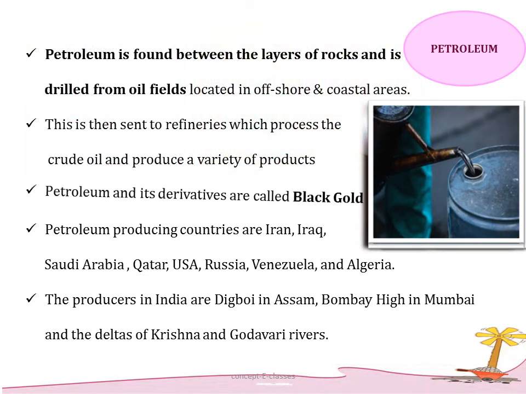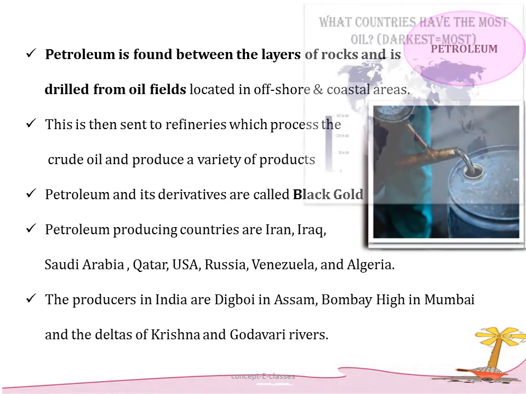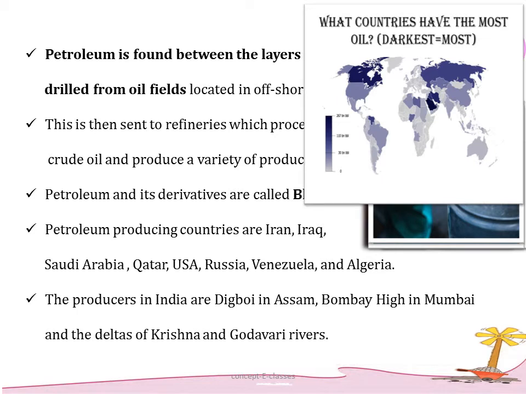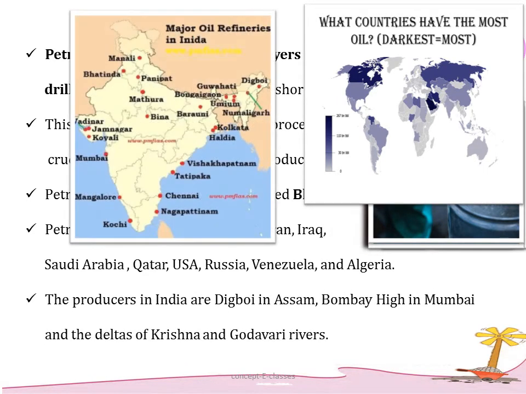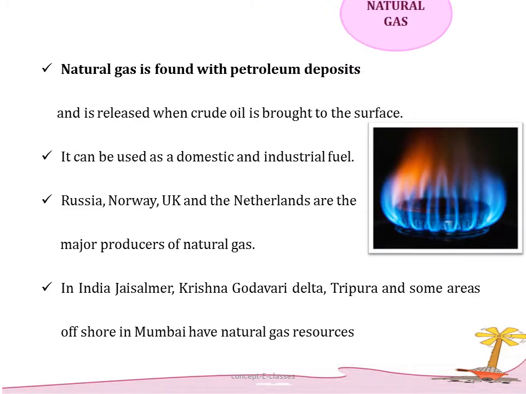Petroleum and its derivatives are called black gold, and petroleum producing countries are Iran, Iraq, Saudi Arabia, Qatar, USA, Russia, Venezuela and Algeria. All the darkest areas on this map show the countries which have more oil. The producers in India are Digboi in Assam, Bombay High in Mumbai and the deltas of the Krishna and Godavari rivers. The next fossil fuel is natural gas.